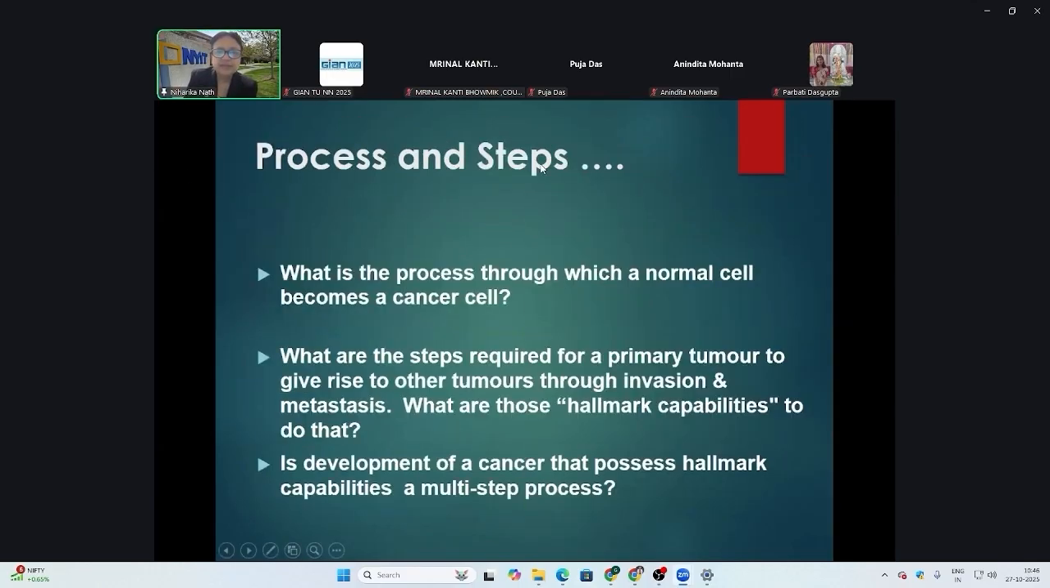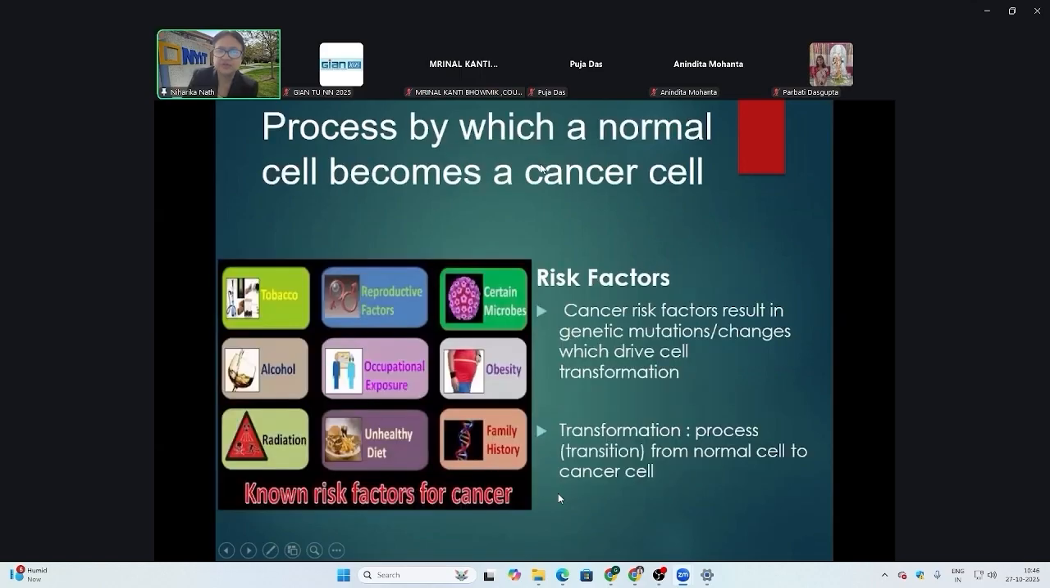So what is the process? How does a normal cell become a cancer cell? What gives rise to this primary tumor to go to other places and become tumors in other places? What are those hallmark capabilities? This is a very special word I would like you to pay attention to: hallmark capabilities. That means those have to be those fixed properties. And so if a cell has those hallmark properties of cancer, then how does it work? Is it a multi-step process? So let's look at this.